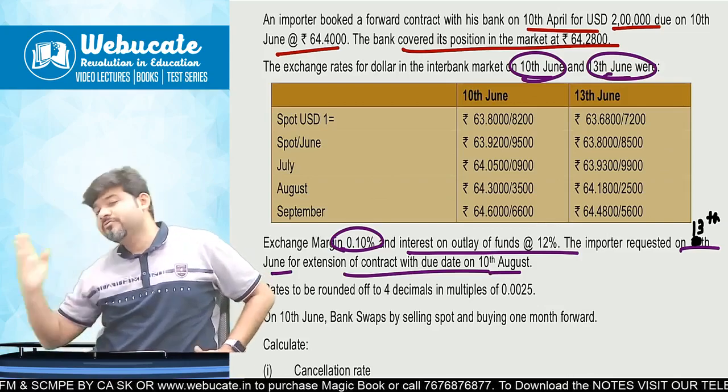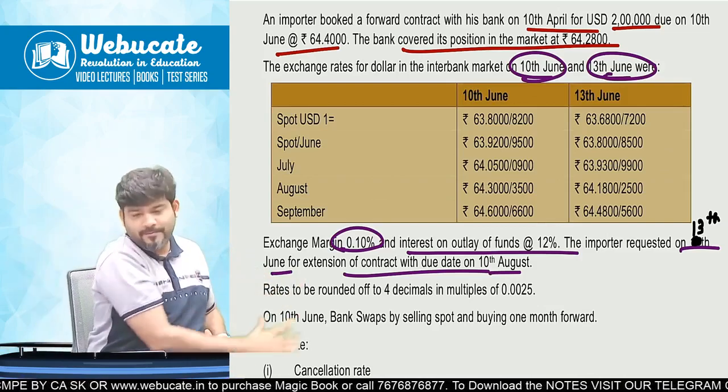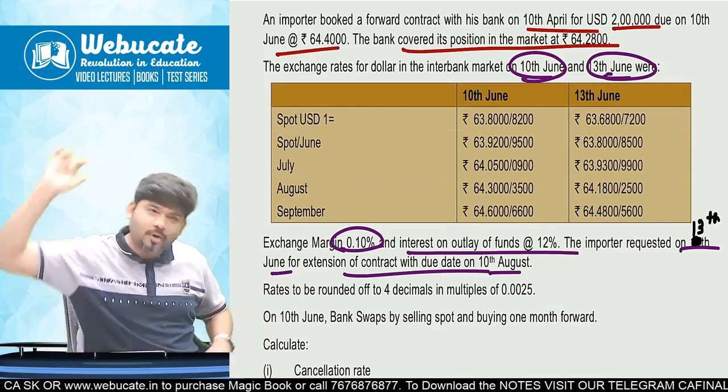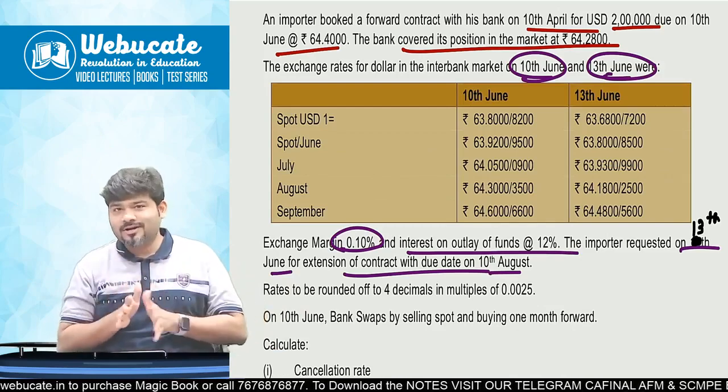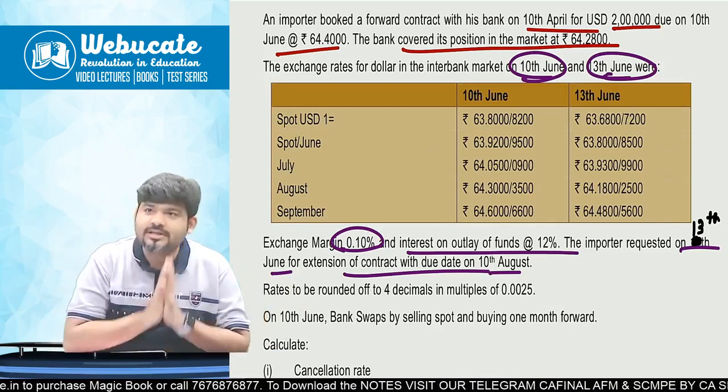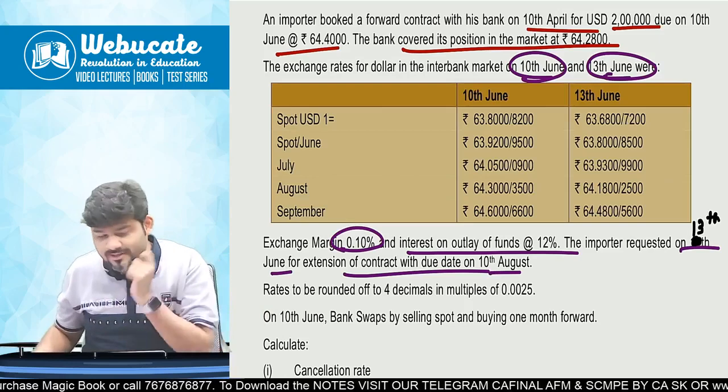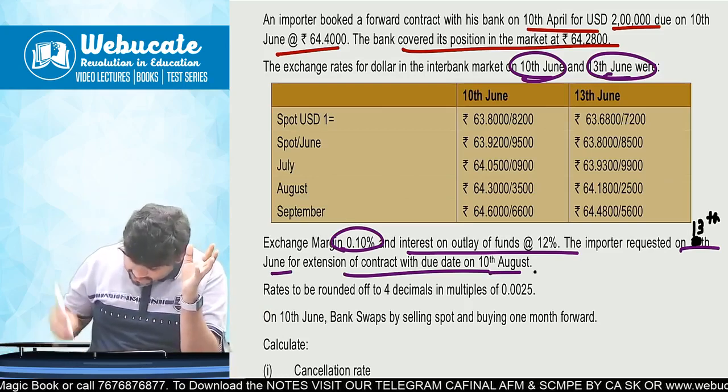If he comes on 14th June, we will give him a choke slam, or we will give him a rock bottom. So in short, he cannot come on 14th. He has to come on 13th. Got it? Okay. So this is 13th, for extension of contract.